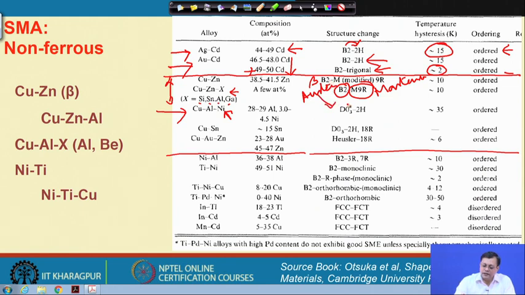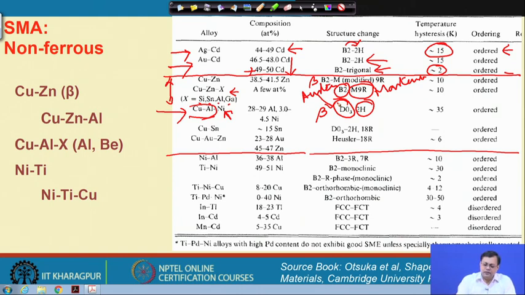In copper aluminium, the austenite is D03, also an ordered compound. That phase is also called the beta phase, and it transforms into a 2H type of martensite.